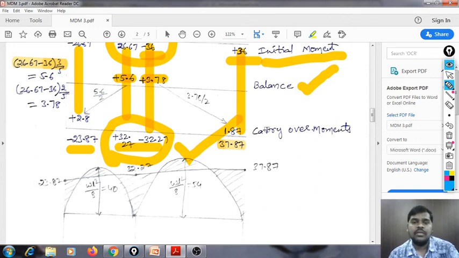Again we have to balance these carryover moments and write one more carryover moment. Then we have to add again. If it doesn't come out like that, go for one more iteration. Generally, up to UG level, 3 iterations are considered.